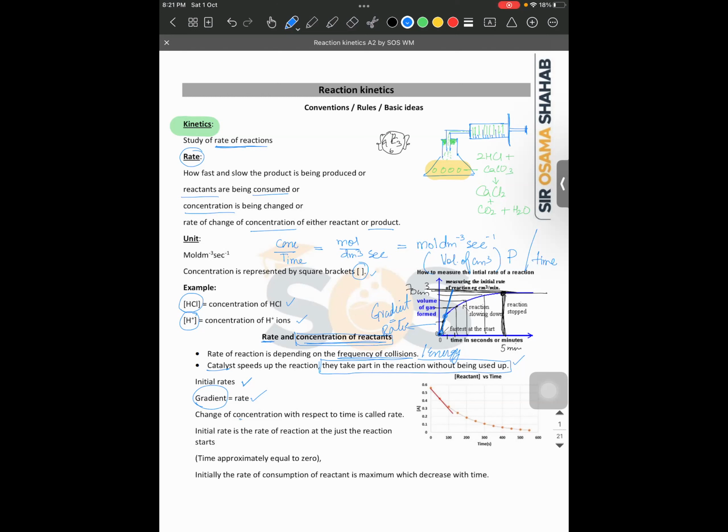So change of concentration with respect to time is called rate, and initial rate is the rate of reaction just as the reaction is going to start. The time is approximately 0. We did this, right? Initially the rate of consumption of a reactant is maximum.